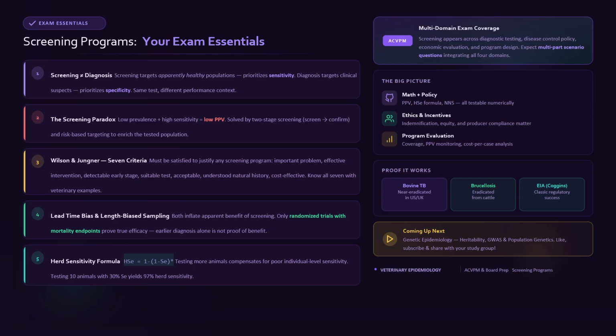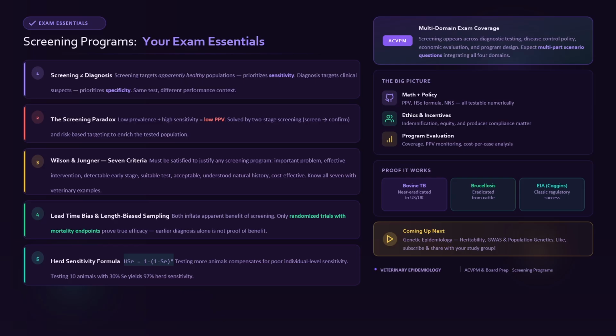Wilson and Jungner, the 7 criteria. These justify any screening program. An important problem, an effective intervention, a detectable early stage, a suitable test, acceptability, an understood natural history, and cost effectiveness. Know all 7 and be ready to apply them to Johne's, BVD, and Brucellosis, not just recite them.